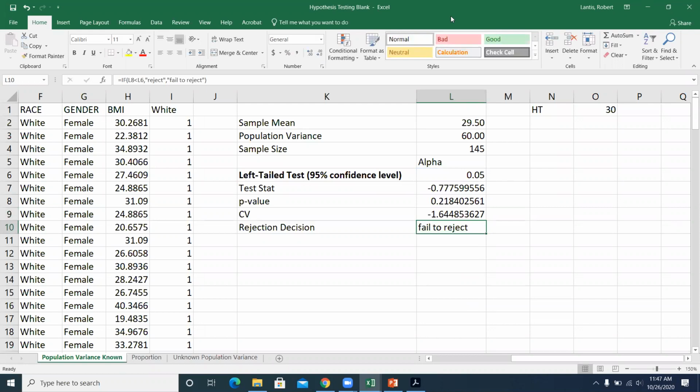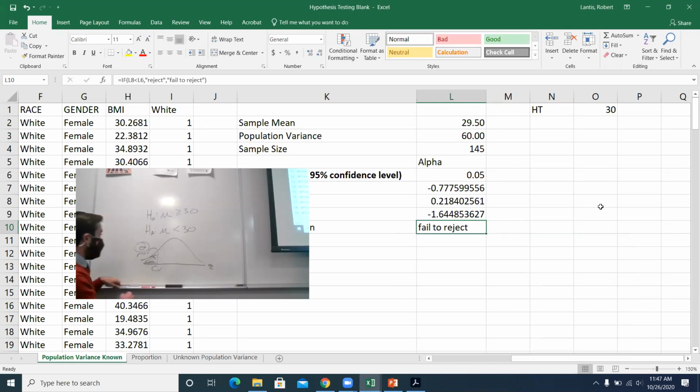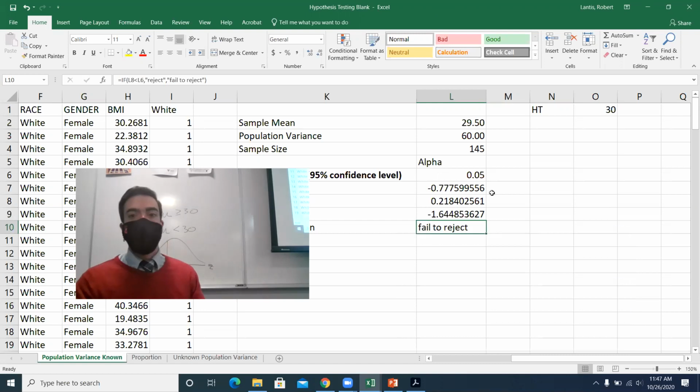Sure enough, if I think about this critical value of negative 1.64, and then plot my test statistic of negative 0.77, here I found the critical value was about negative 1.64 something. My test statistic, if I plot that, was negative 0.77, not even close to being in that rejection region, right? So I'm going to fail to reject, just like my p-value was pretty high, so I failed to reject there because it wasn't going to be less than alpha. Both lead us to the same decision.